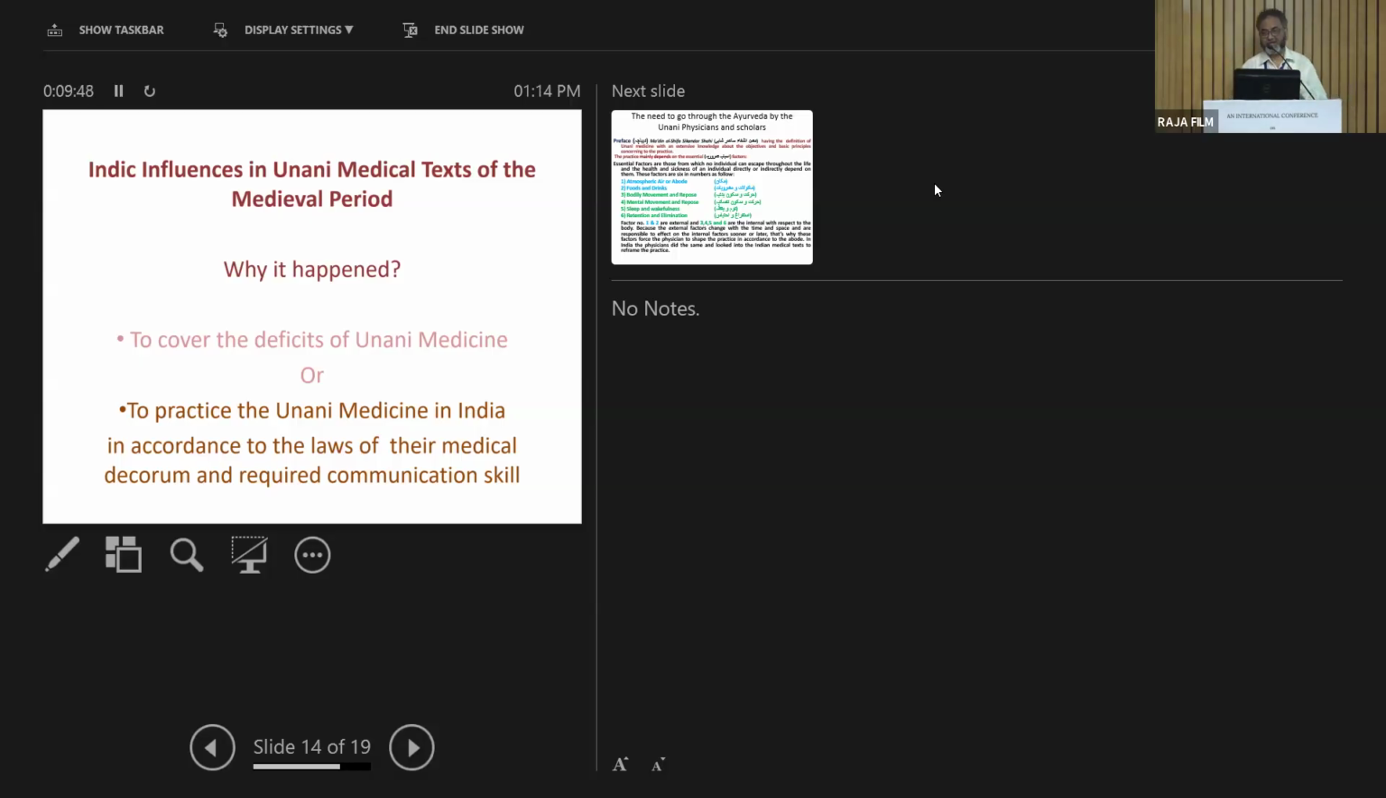For example, when somebody comes to the physician, the patient will not say that I am suffering from cough, but will say I am suffering from khasi. So to understand the word khasi, this practice was developed.